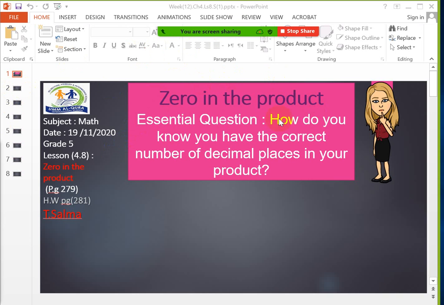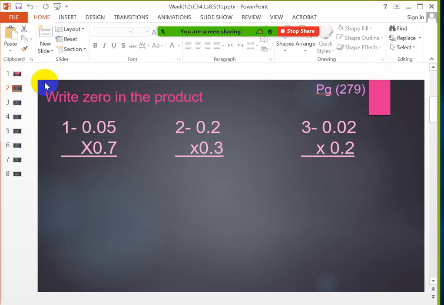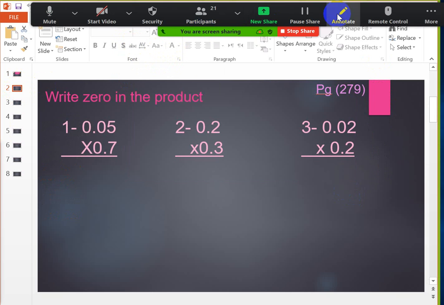You know, girls, how do you know you have the correct number of decimal places in your product? You remember I told you that sometimes in some exercises there is a zero in the decimal part in a decimal place, and how I will deal with this zero, how I will put the decimal point in the product. Now we will see in this lesson. So let's see with those exercises on page 279.